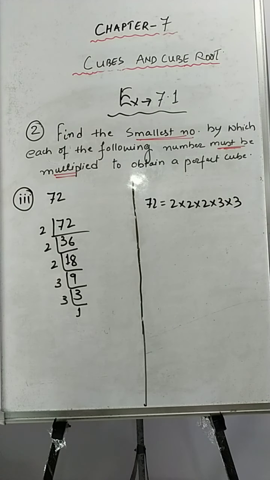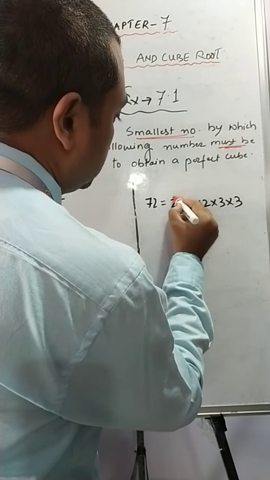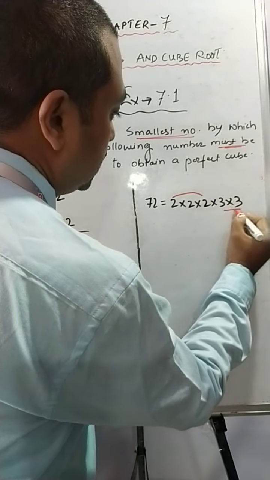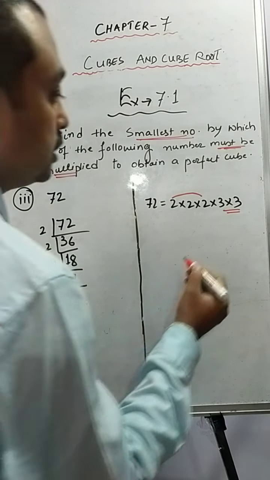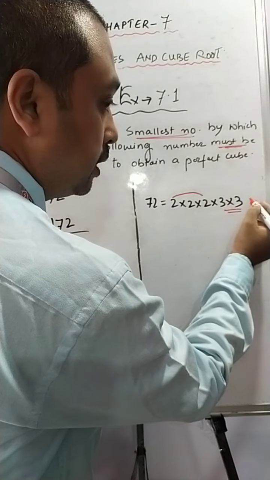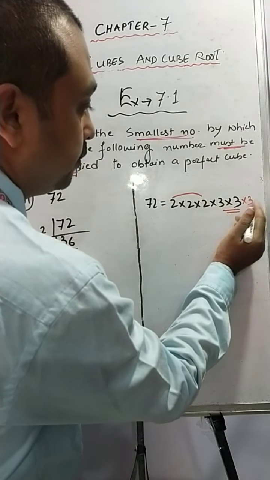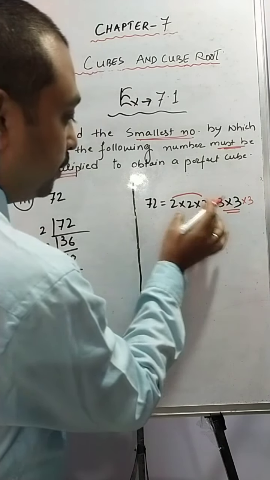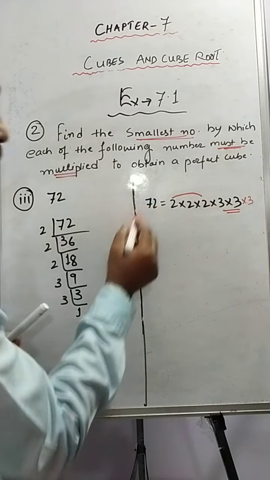Okay. So what is the next step that we'll do? We have to form the triplets, isn't it? So this is in the triplet form, but as you see, the last 2 digits cannot be formed in the triplet form, isn't it? So how many more 3s are required to form it in the triplet? So that is only 1 3. So if on the right hand side we have to multiply 1 3, then the same application we have to do on the left hand side also. That means 72 needs to be multiplied with 3 to make it a perfect cube.